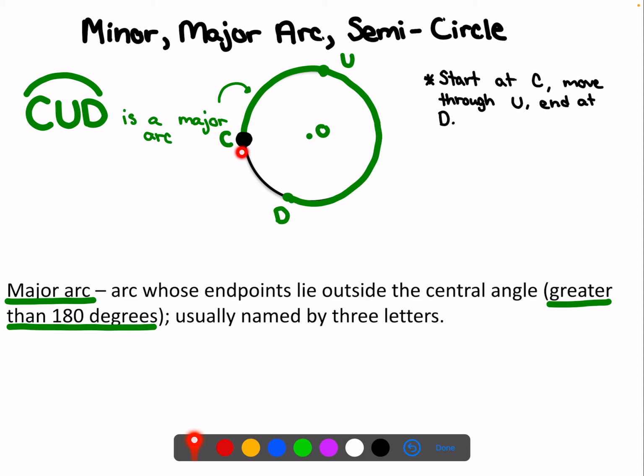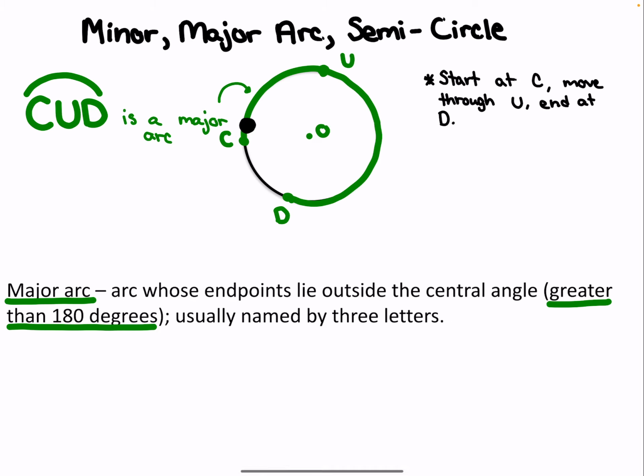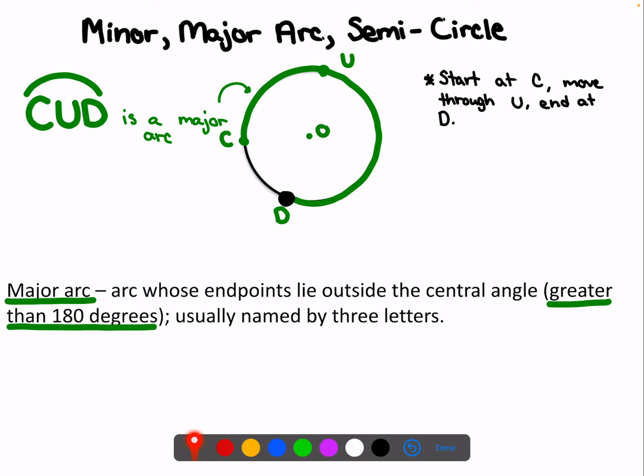So this point will show the pathway that we would take for this arc. Again, we have this big black point at point C. It's going to take the path that we would travel to show arc CUD. So it would start at point C, go through point U, and end at point D.